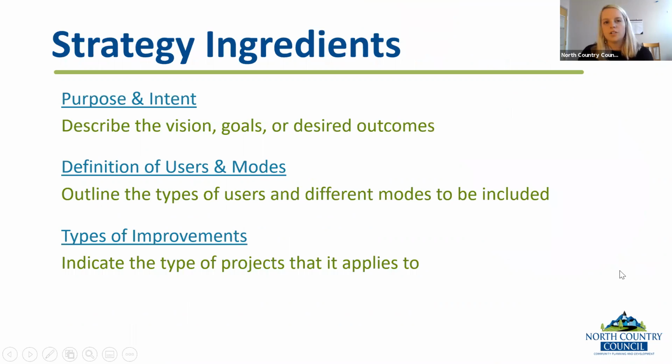So, strategy ingredients, I'll call them. These are six different things to think about, and I believe I've captured this in our worksheet. You're going to want to find the purpose and intent of your complete street strategy. So describe your vision, the goals, and the desired outcomes of the strategy. Define the users and modes that the strategy will cover.